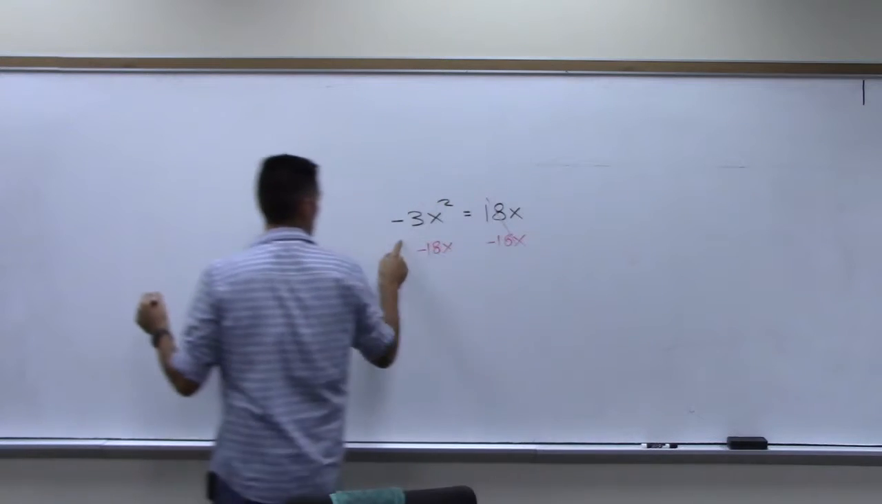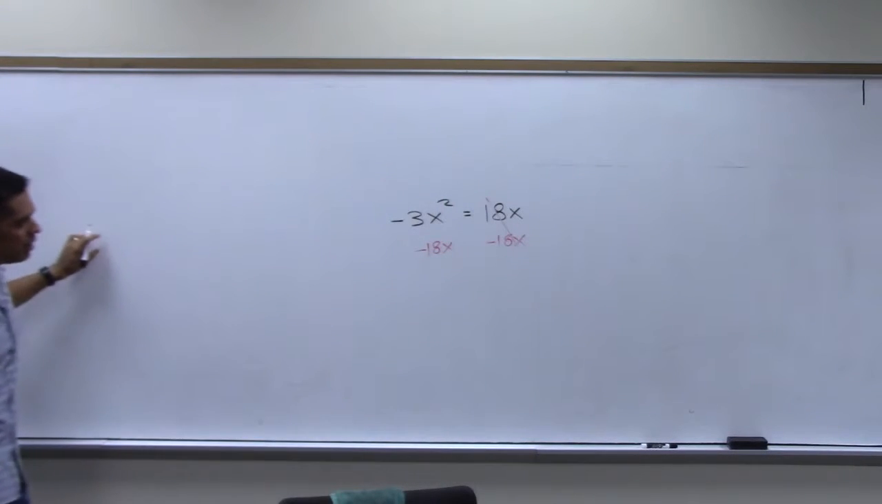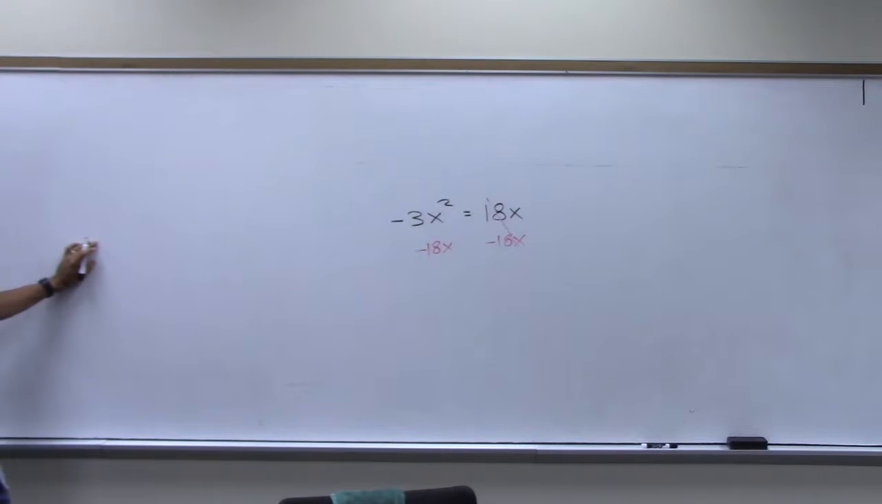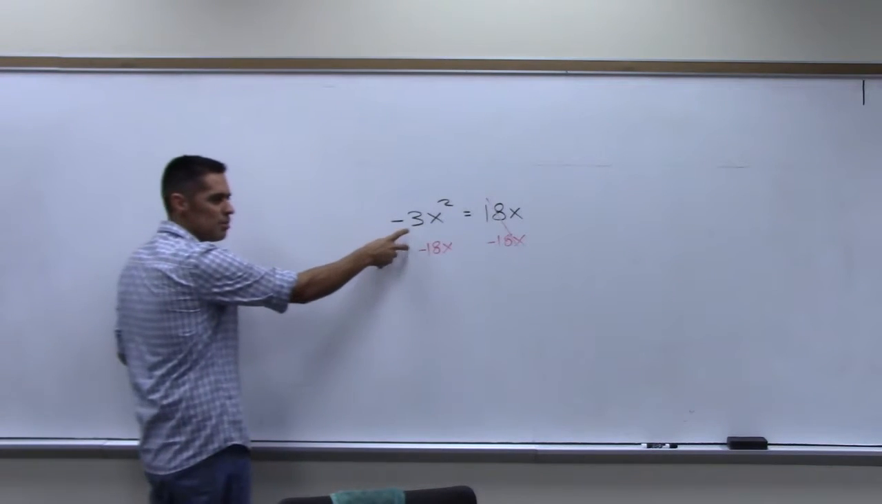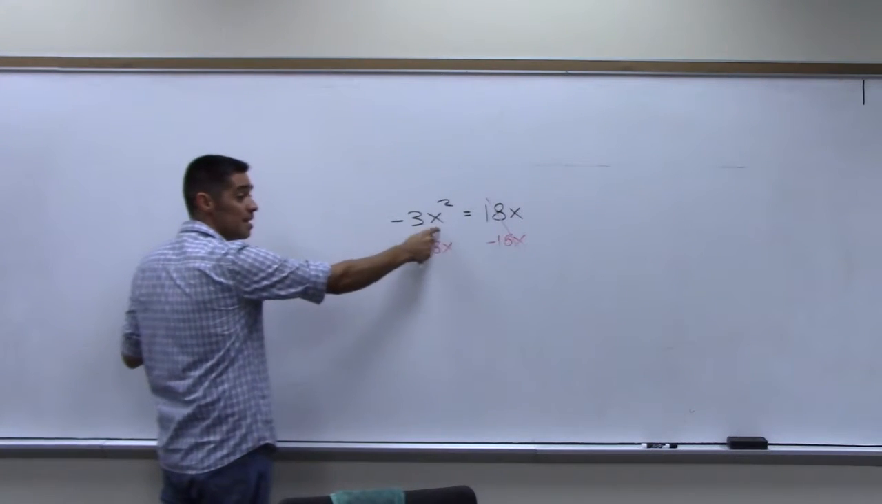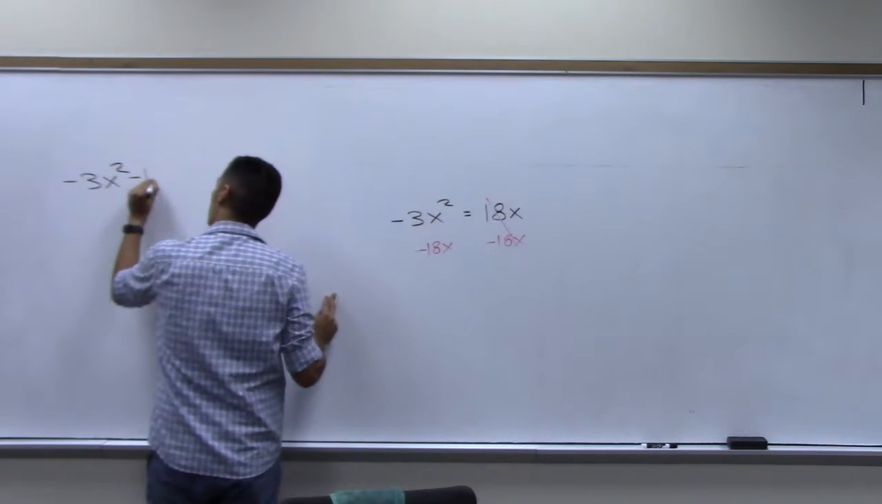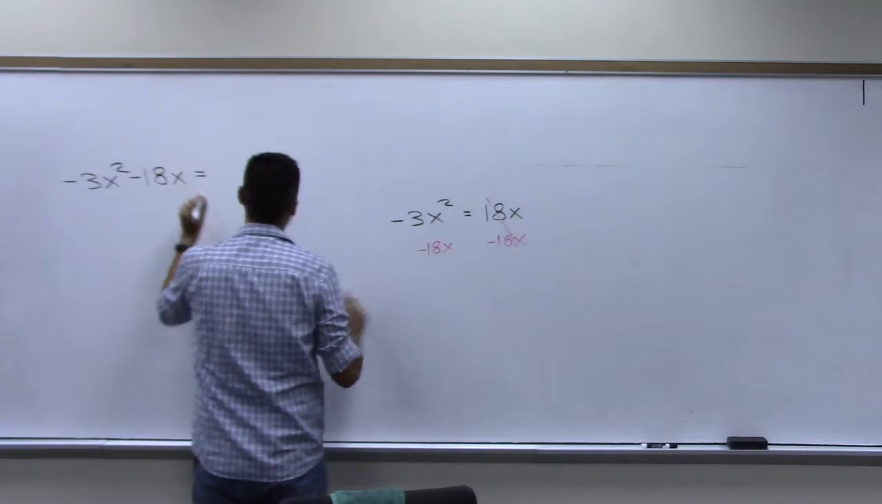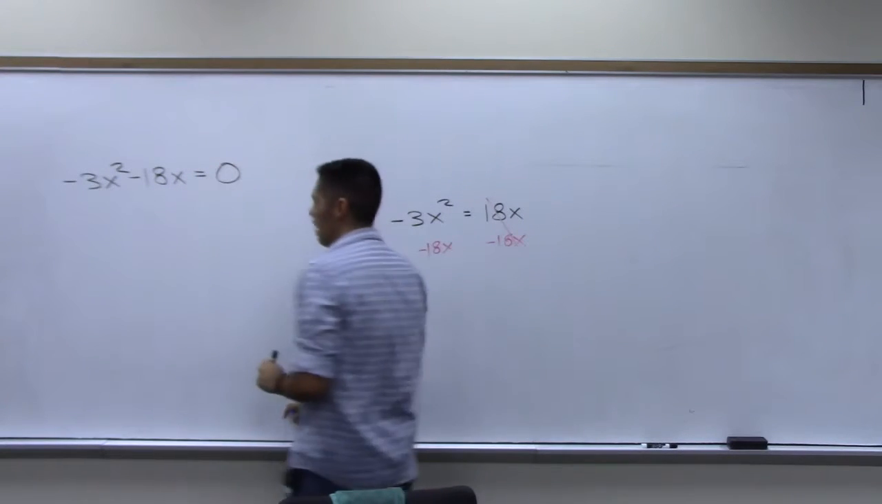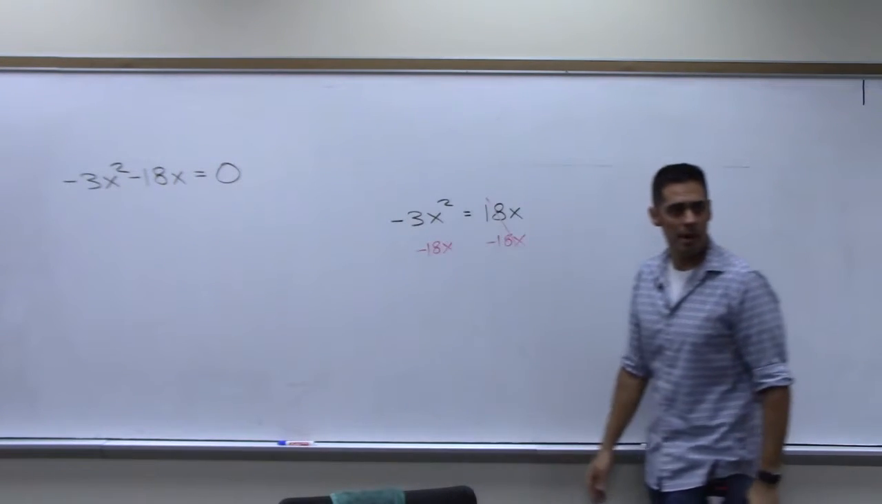So what does my new left side become? Is that like negative 21x something? No? You can't combine these, right? These are not like terms. They don't have the same variable to the same power. So I just write them next to each other. And then the right side is 0.